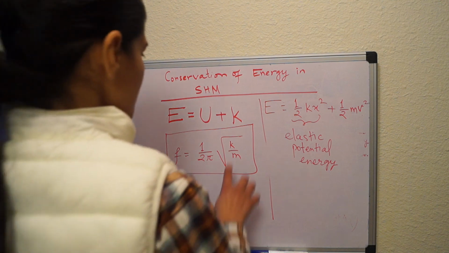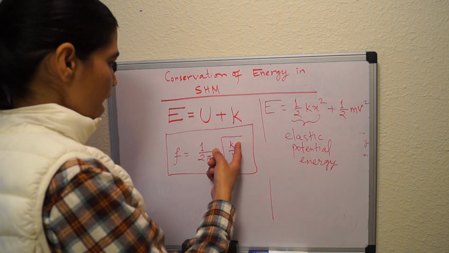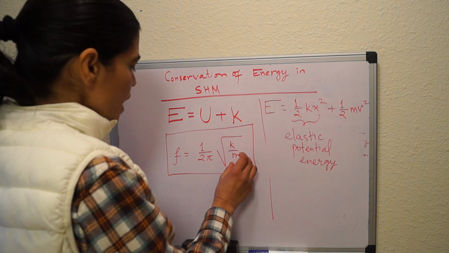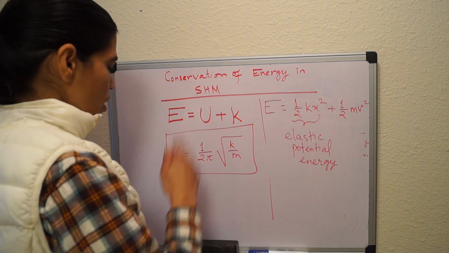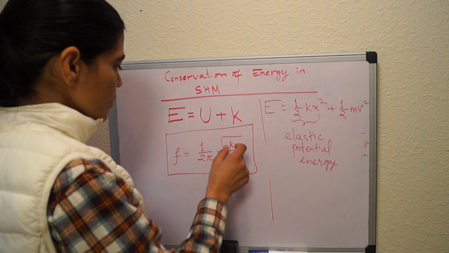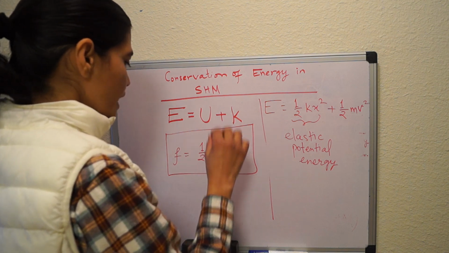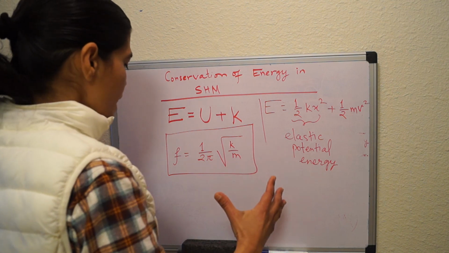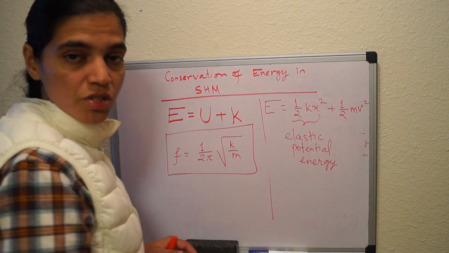So a stiff spring will have what? If we have a large value of k and a very small mass, it will have a higher frequency. But if we have a small k, meaning a very soft spring, and a really big mass, then this frequency will be very small. Okay.